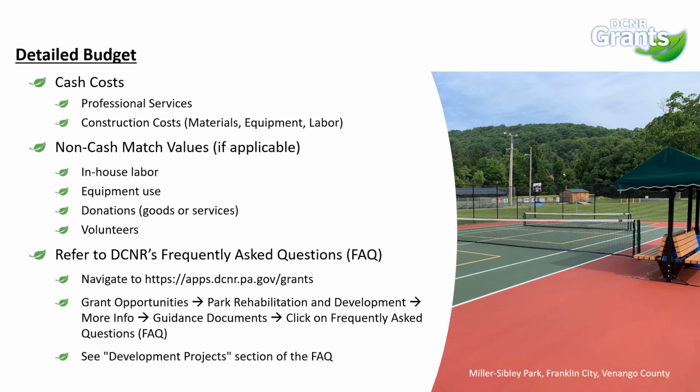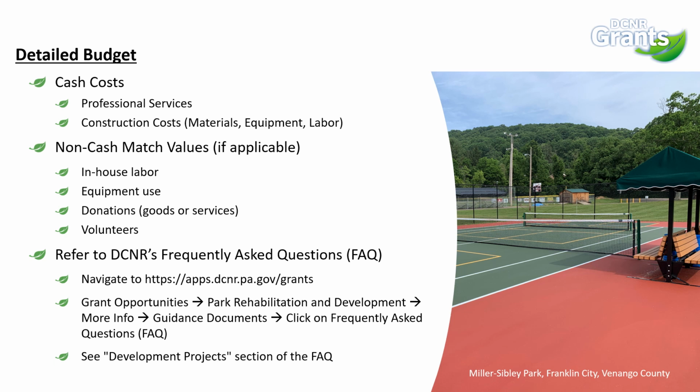There are two major cost categories for DCNR grant projects: professional services and construction costs. Professional services costs are costs incurred for survey work, design consultants, and solicitor attorney fees. Construction costs are costs incurred for the materials, equipment, and labor to physically develop the site. Examples include stone, asphalt, playground equipment, safety surfacing, signage, labor costs, and more.